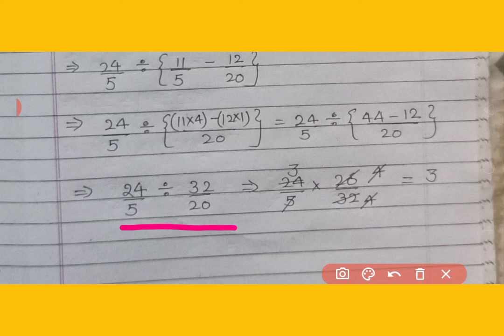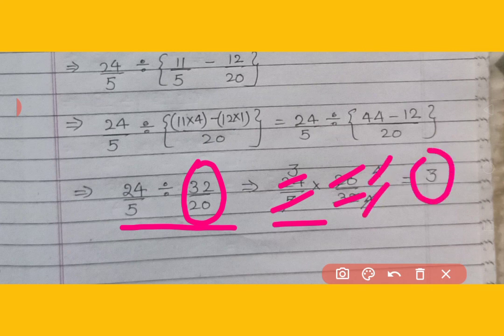As you know, during the division of fractions, the number on the right side will change, meaning we write its reciprocal, and then we change the sign of division into multiplication. So it became 24 upon 5 into 20 upon 32. 5 4s are 20, and 8 3s are 24, 8 4s are 32, and 4 divided by 4. So it remains 3. Is it clear, students?